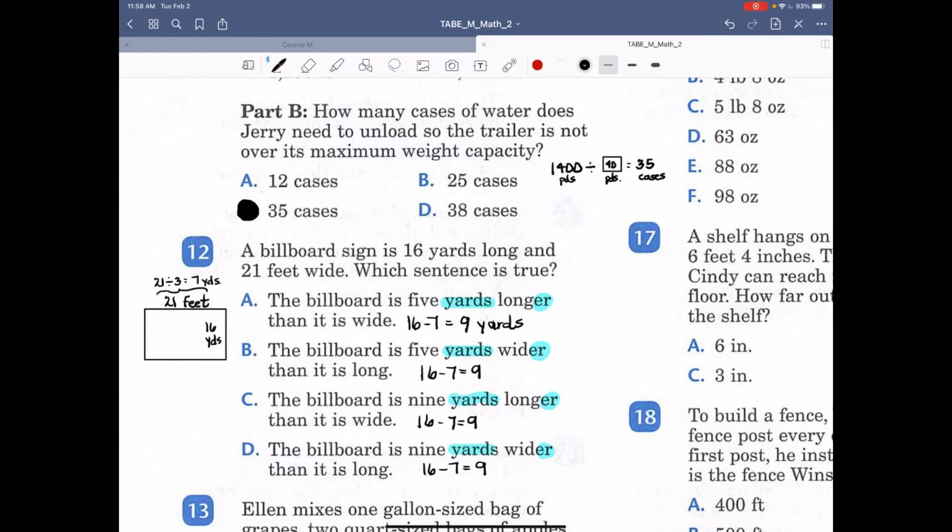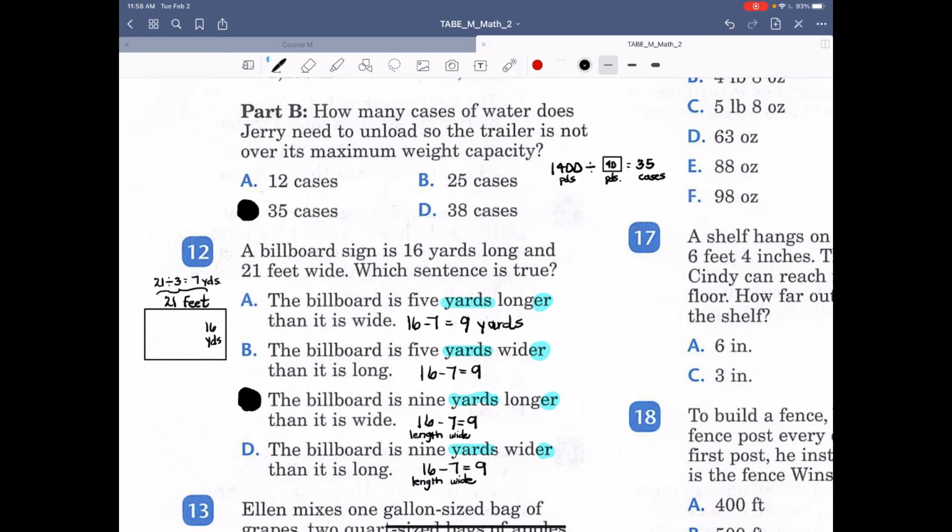The question is, the 16 is the length. The 7 is the width. The 16 is the length. The 7 is the width. So which of these is worded correctly? We've got the math. We just have to figure out the wording. And the length is longer than the width, so this is C. The 9 that we found is on the length side.